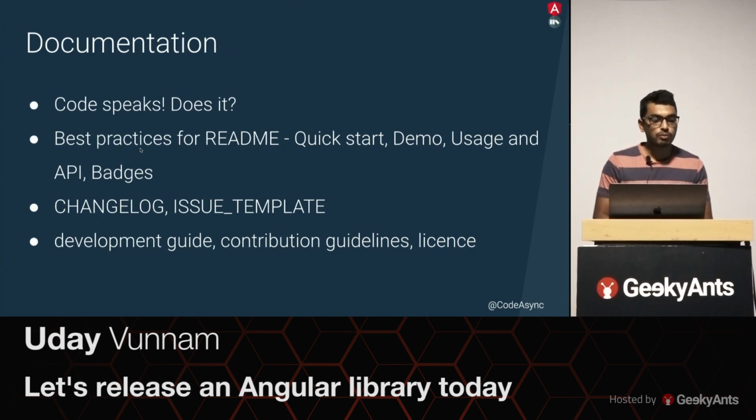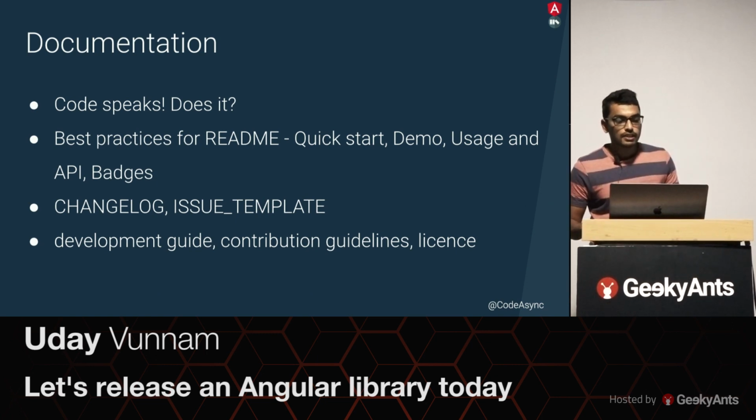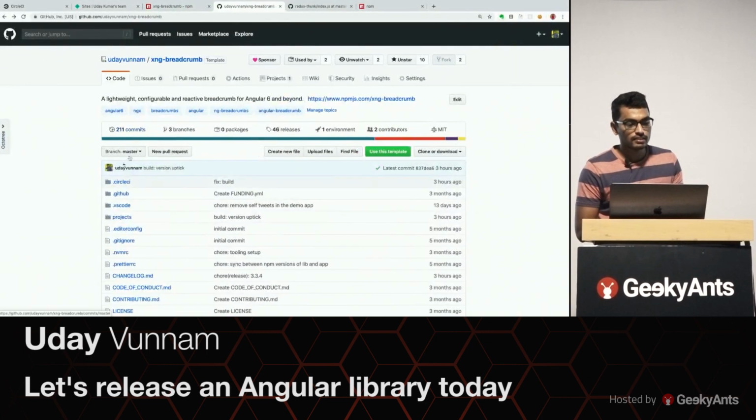So one more thing is having a good change log. So how different versions of your library, if they have introduced breaking changes. So that's a good idea. And we are also going to automate the change log going further. And then issue template.